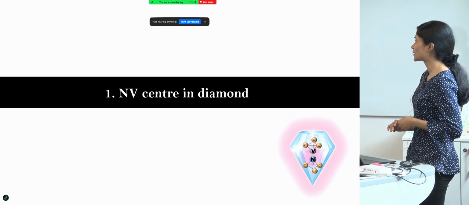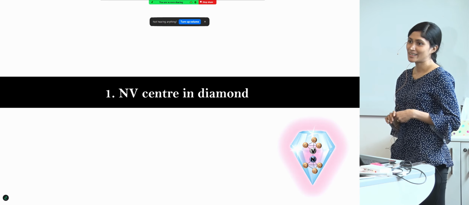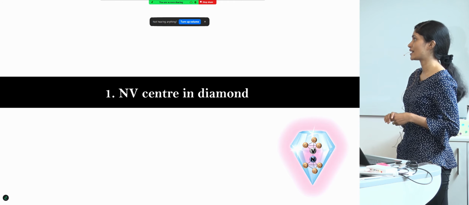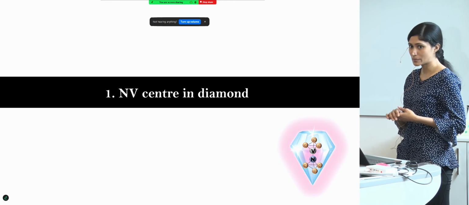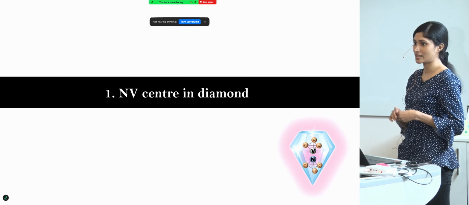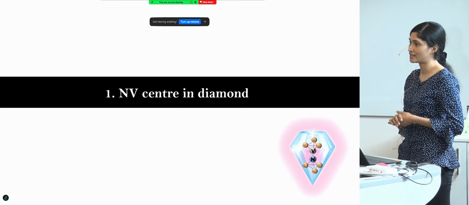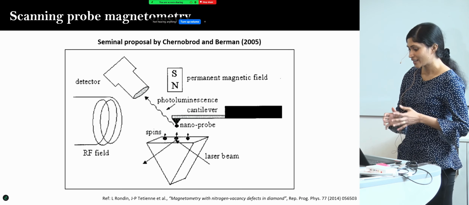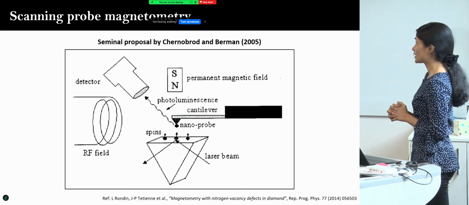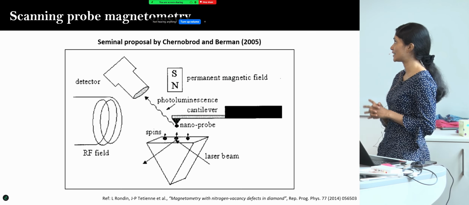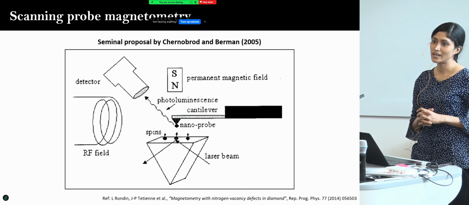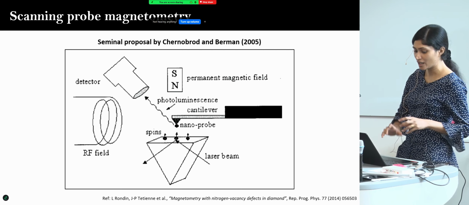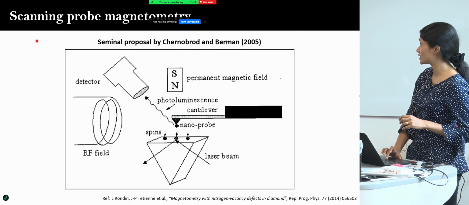So let's first talk about the NV center in diamond. Now I'm going to start by walking you through one of its many applications so that we can start with an appreciation for the practicality and the versatility of this quantum system, which can even operate at room temperature, unlike many other kinds of quantum systems. So back in 2005, two scientists named Chernobrod and Berman made the seminal proposal for what we call scanning probe magnetometry, or scanning probe microscopy today.